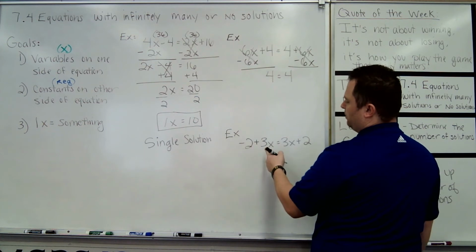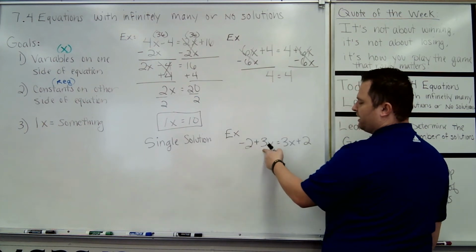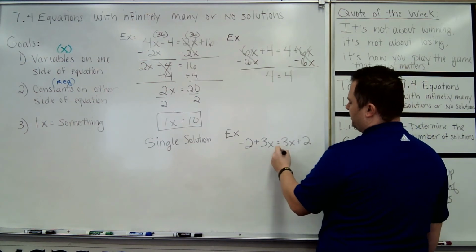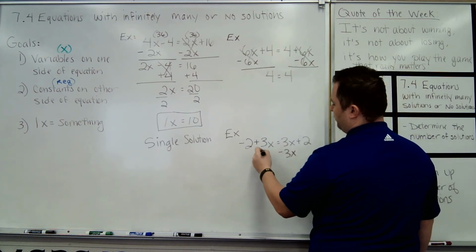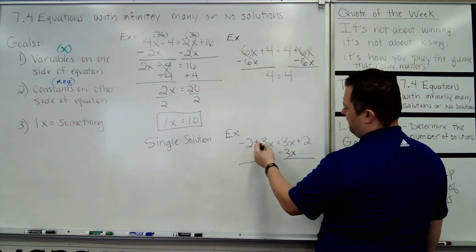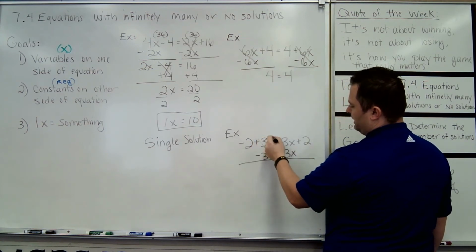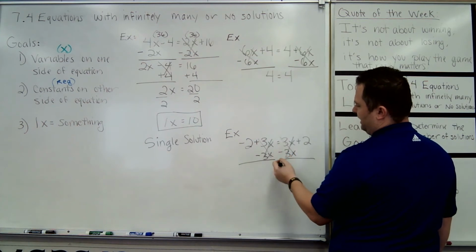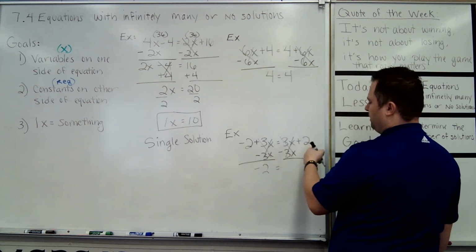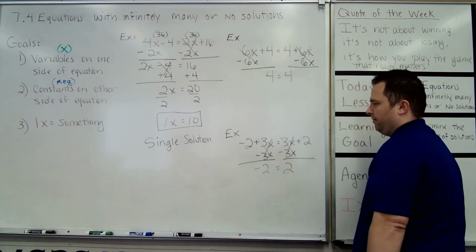Let's start with the x's. So take away 3x from this side if I want to cancel it from this side. Take away 3x from this side if I want to cancel it from that side. So I think I'll take away 3x. It's the only choice I have on both sides. If I do, I have the negative 3 plus 3, that cancels, and the negative 3 plus 3, that cancels. Negative 2 left on this side, that's equal to positive 2 on this side.